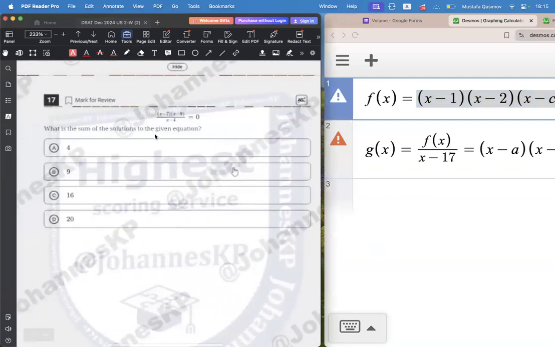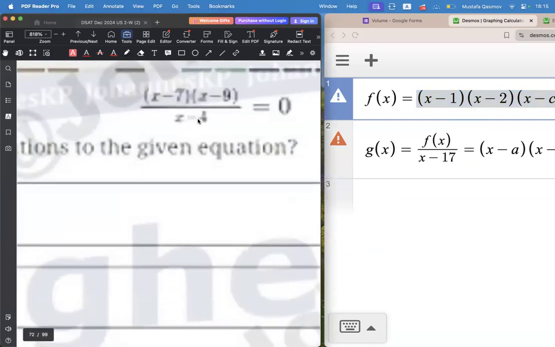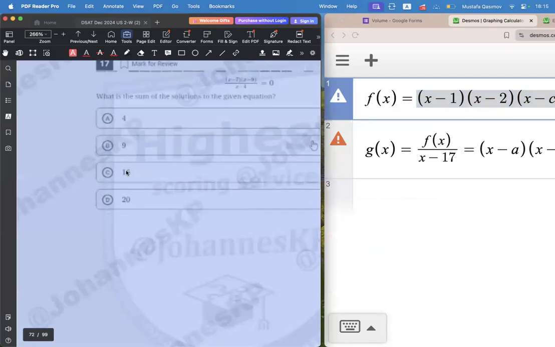17. The sum of the solutions of the given equation: 7, 9, but not 4. It cannot be equal to 4. Don't forget it. It is 7 and 9. It is 16. The answer is C.